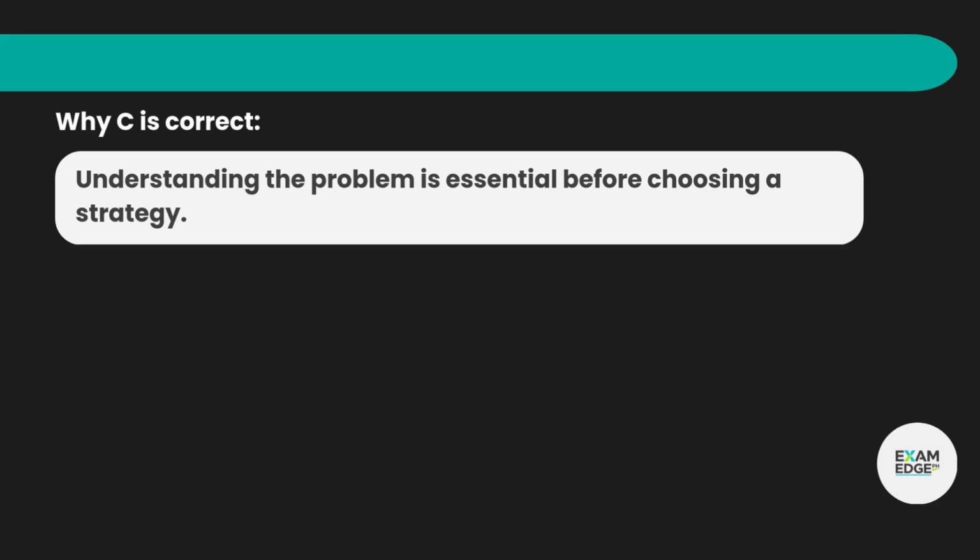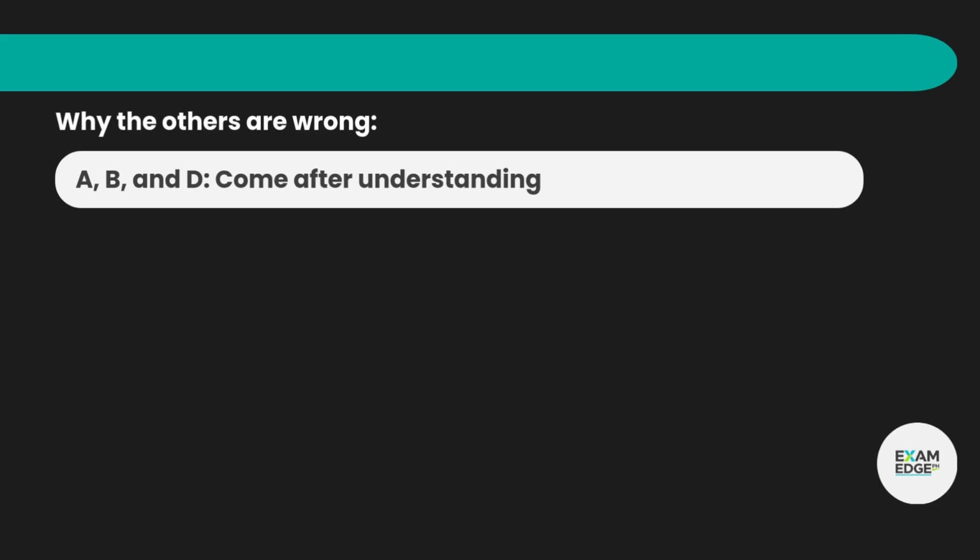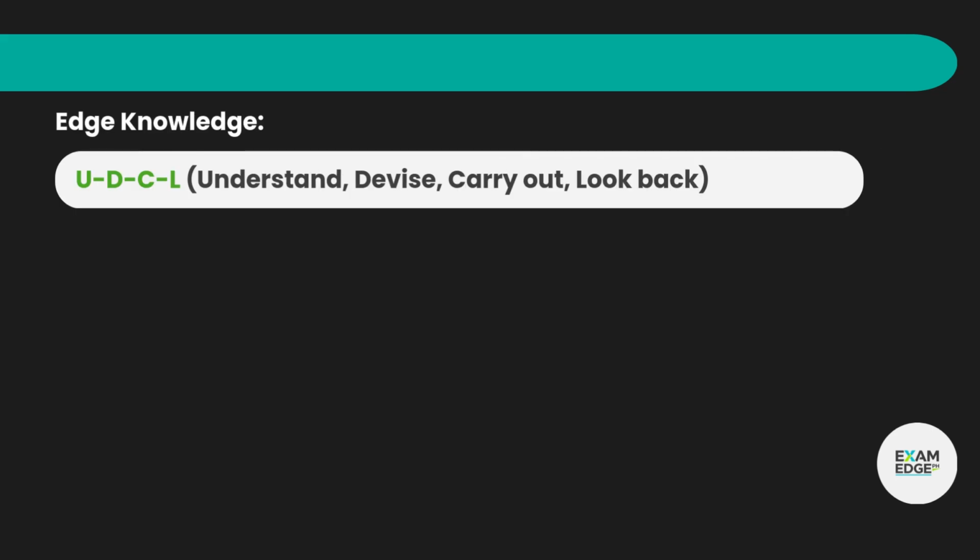Why C is correct? Understanding the problem is essential before choosing a strategy. Why the others are wrong? A, B, and D come after understanding. Edge knowledge: UDCL, understand, devise, carry out, look back.